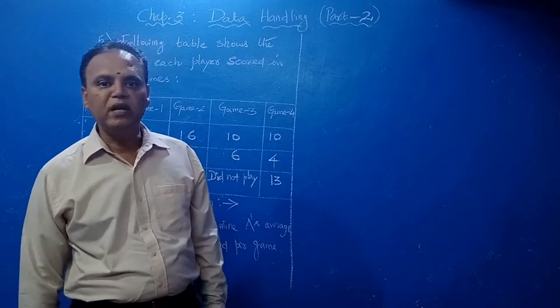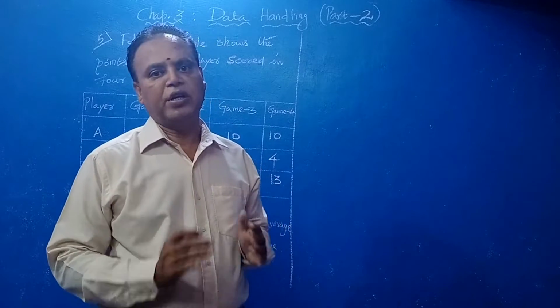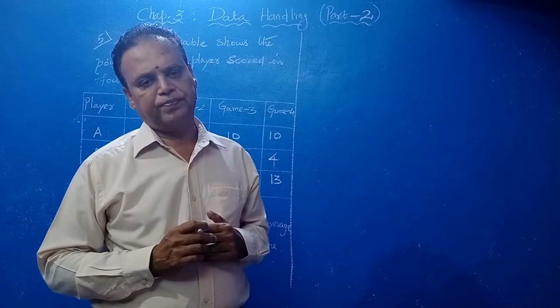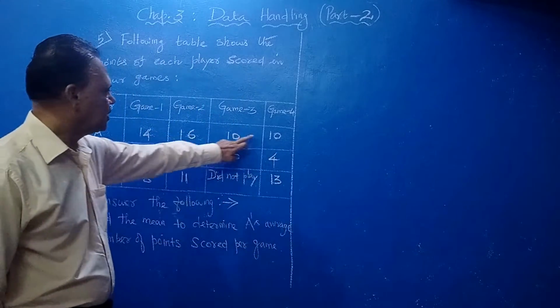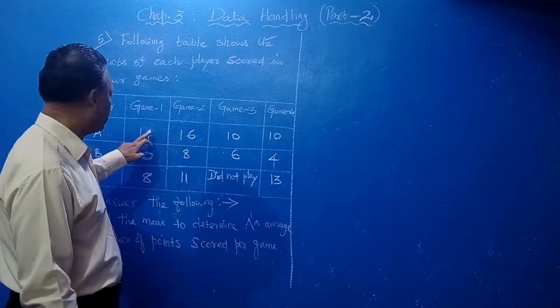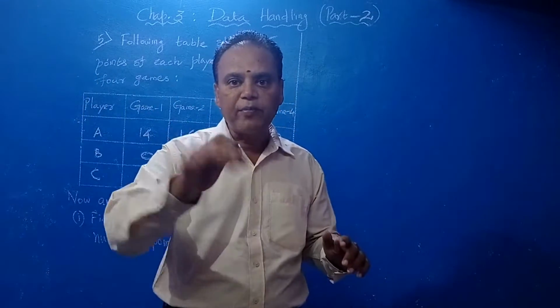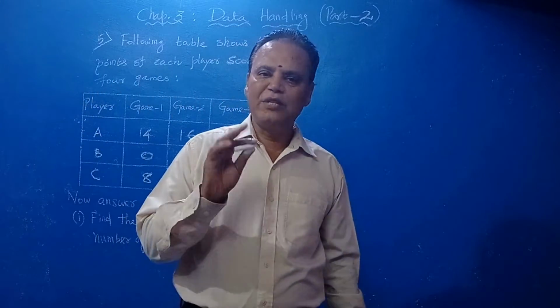What is a mean? Sum of all observations divided by total number of observations. Clear? Here, how many observations are there? 1, 2, 3, 4 observations. So whose sum? Divided by how many? 4 divided by 4. That is mean. Very simple.